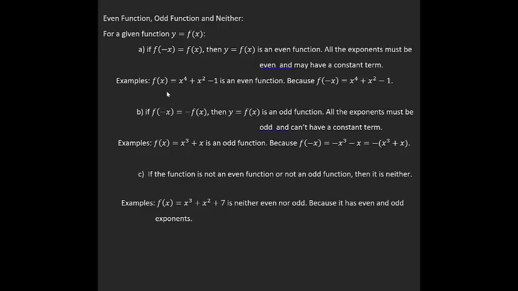For example, f of x is x to the 4 plus x squared minus 1. So I have the last term as a constant. The exponents are even. 4 and 2 are even numbers. If you do not have this constant, still it will be an even function.